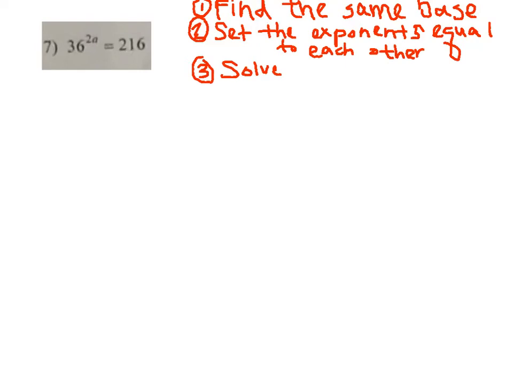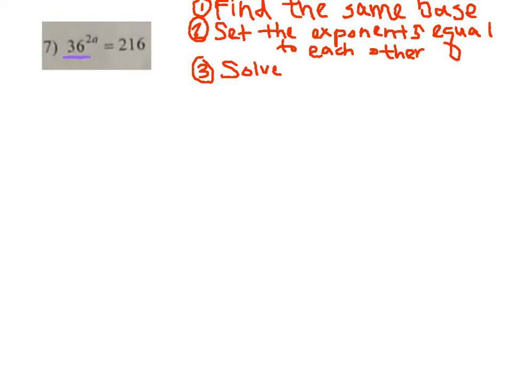Okay, this is problem number 7 on the 5.2 worksheet. We're supposed to solve for a, and the first thing we need to do is I wrote down the 3 steps to solving these problems. The first one is to find the same base, and if you look at this problem, we would think that the base is 36, because looking at the other problems that we've done, we've seen that if it gives you a base, that's usually the one you use.